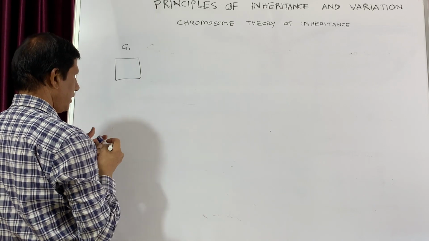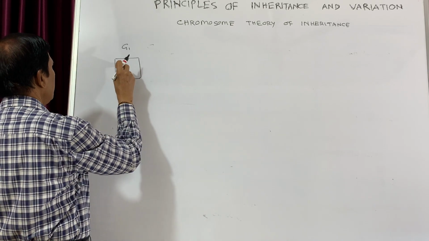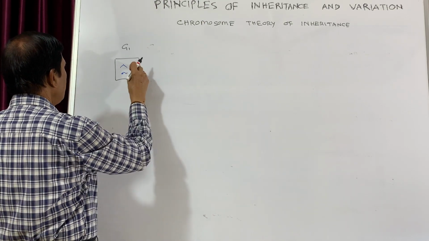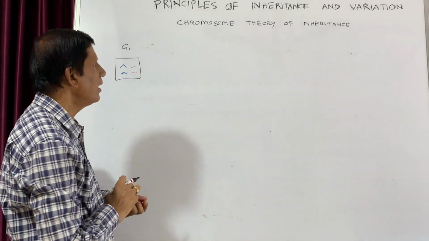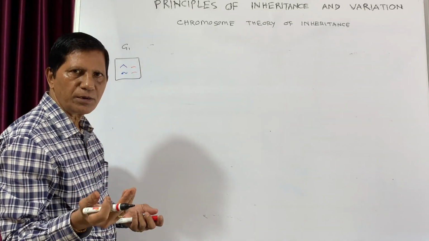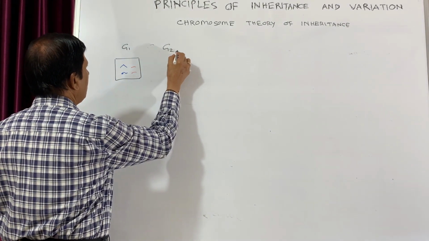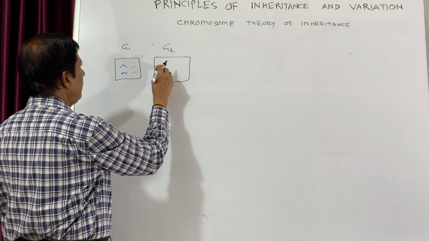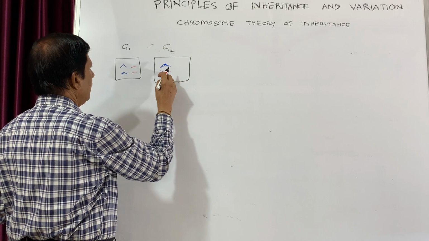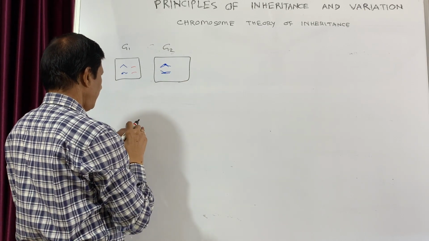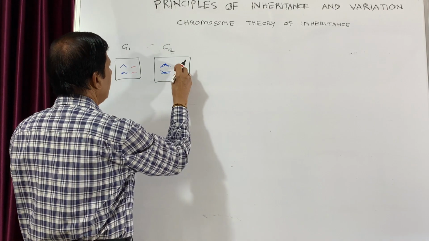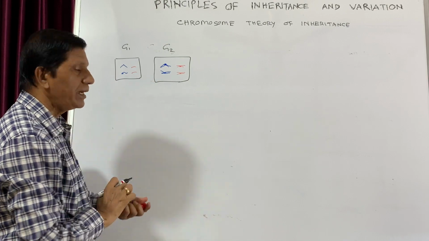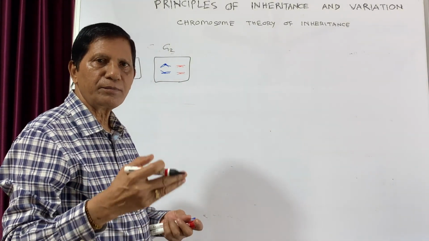In this case, there are 4 chromosomes. So these are one homologous pair, and suppose these are another homologous pair. Now in S phase there will be duplication of chromosomes. So in G2, what will happen? In G2 phase, now the chromosomes will be double. The chromosomes are double.